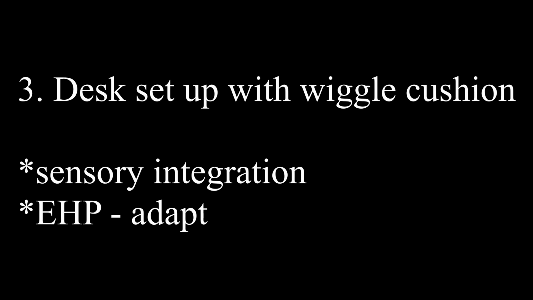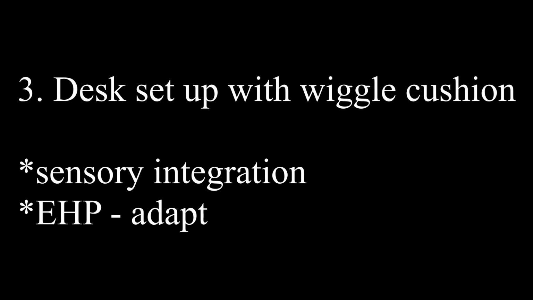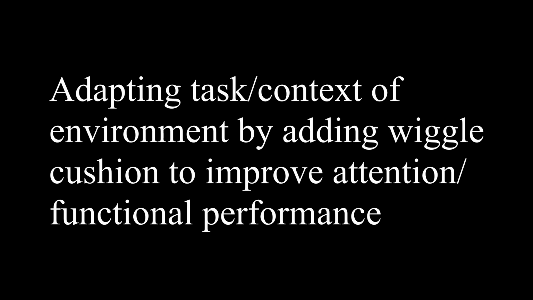Next, I'm going to set up the table for him, and I'm going to place a wiggle cushion on his chair to help Bart attend to the task better, and he will receive more sensory input through the little spikes and the buoyancy of the wiggle cushion. We are utilizing the sensory integration as well as EHP model again. For the EHP model, we are using the adapt intervention because we are adapting by adding the wiggle cushion to overall improve attention and functional performance.